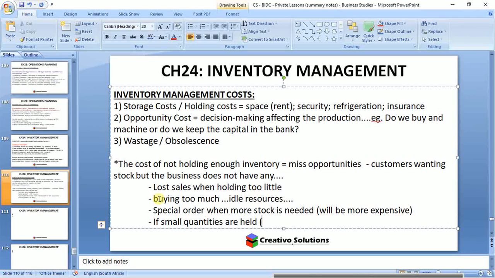So if small quantities are held, more orders will have to be placed. And there could be a cost for placing your order. That's a potential consideration. Does that make sense? Yeah. Perfect.